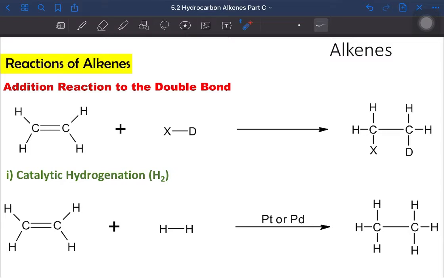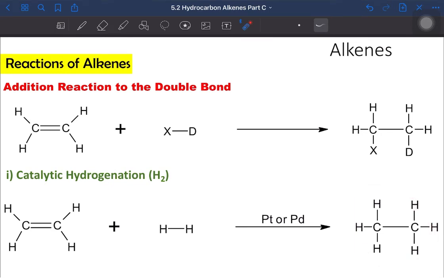Alright, now let's look at the reactions of alkenes which involve the addition reaction to the double bond. Let's look at the first reaction of alkene, which is the catalytic hydrogenation. So what is meant by hydrogenation? It is the addition of hydrogen to a double bond or triple bond to yield a saturated product. So in this case, for catalytic hydrogenation, we will form an alkane.